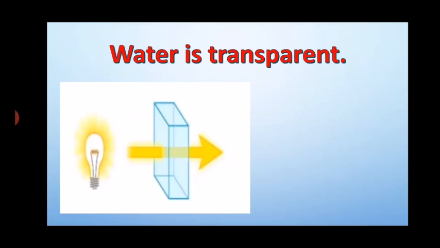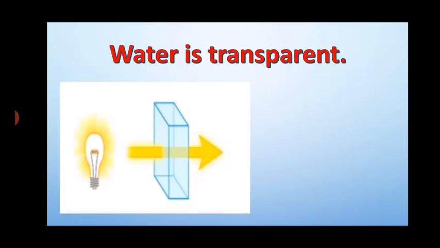which is shown in this yellow color, it passes through this glass, isn't it? So if you are standing here, I will still be able to see the bulb on this side. This particular glass is transparent. In the same way, children, water is also transparent.